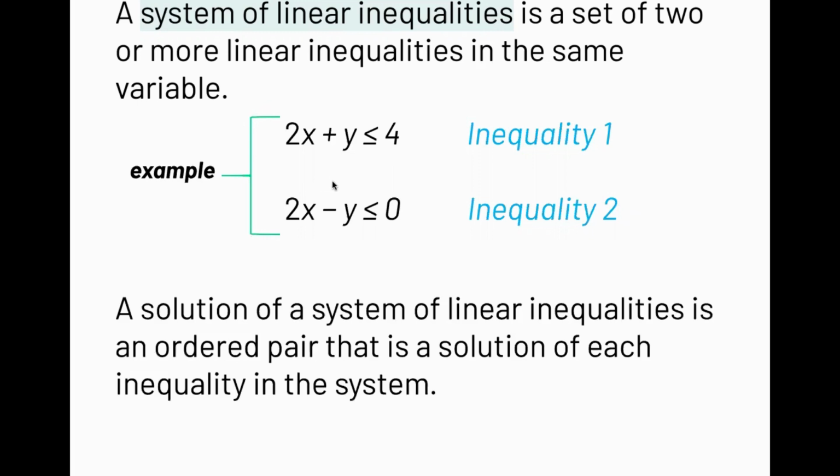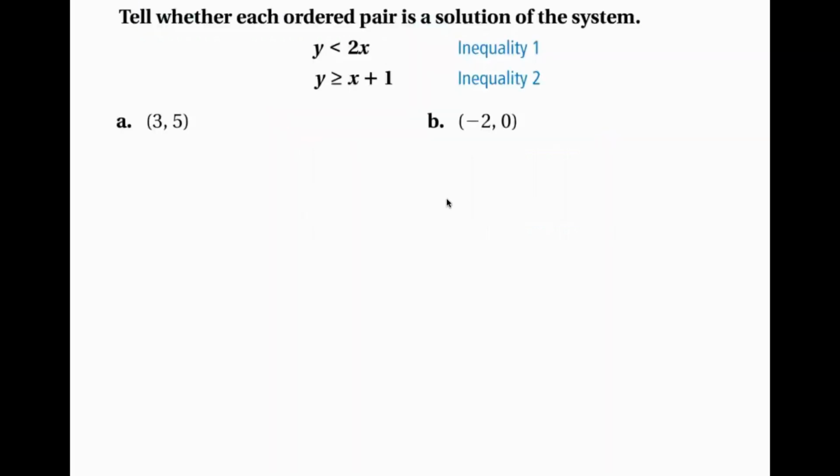Similar to a system of linear equations, a solution of a system of linear inequalities is going to be an ordered pair that is a solution of each inequality in the system. We're going to begin with these two examples. They're asking us to tell whether each ordered pair is a solution of the system. We have our system right here. Inequality 1 is y is less than 2x, and inequality 2 is y is greater than or equal to x plus 1.